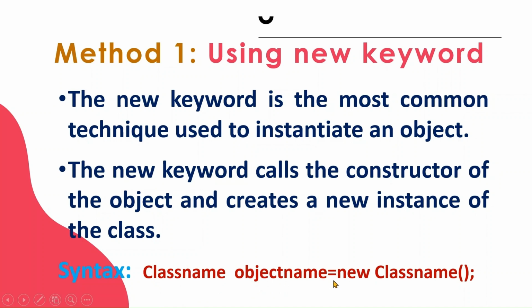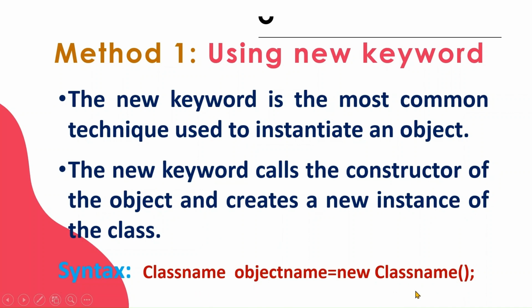It's an assignment operator followed by the new operator, which is used to allocate memory at runtime, and this is called a constructor. Now this is called constructor calling. So the class name and the constructor name should be the same, because when we talk about the constructor rules, the class name and constructor name need to be the same, and the constructor's purpose is to initialize the instance variables with some value. So here you can see the new keyword calls the constructor of the object and creates a new instance of the class. So this is called constructor calling.